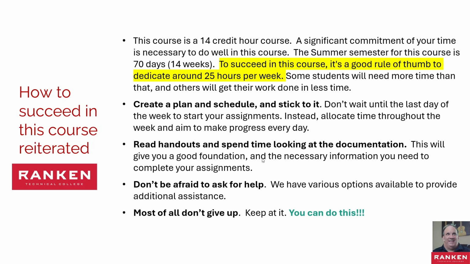Okay, I just wanted to go over this slide again, how to succeed in this course. This course is a 4 credit hour course. A significant time commitment is necessary to do well. The summer semester of this course is 70 days, 14 weeks. Like I said earlier, it's a little more concise, a little more condensed than it would be in the fall and spring. Fall and spring are going to be 80 days and 16 weeks, so this is a little more condensed, and we're still expected to get through the material anyway. So keep that in mind.